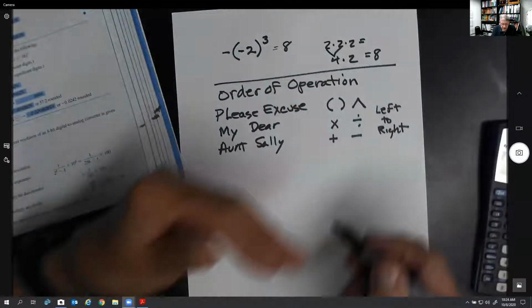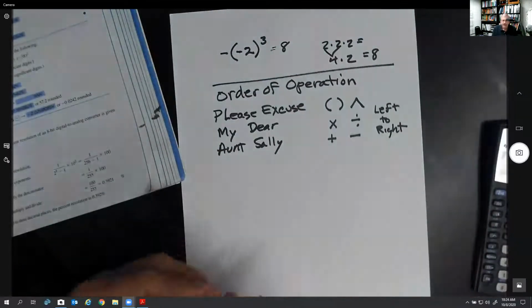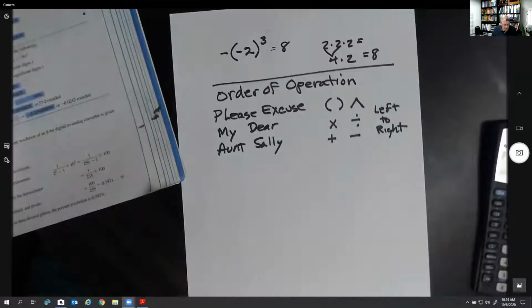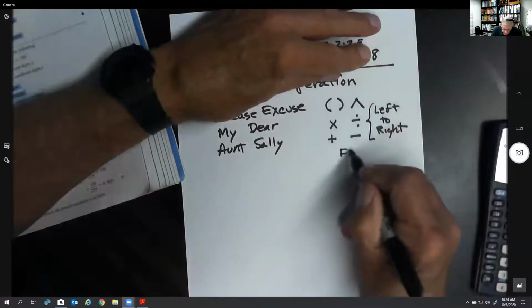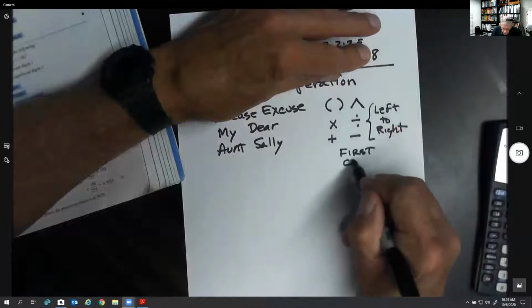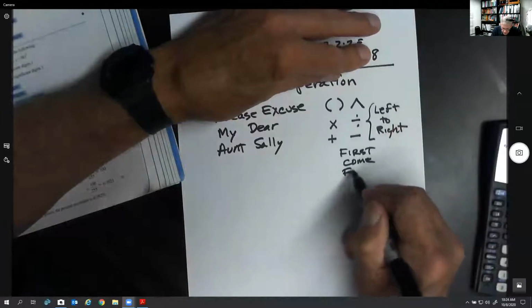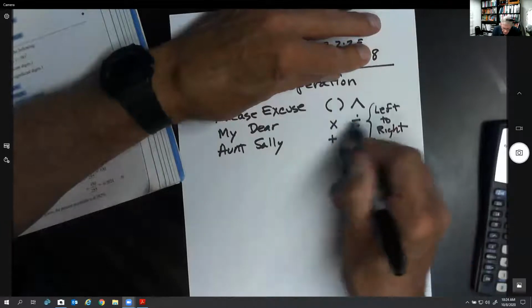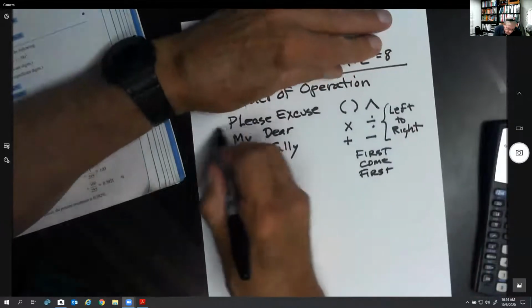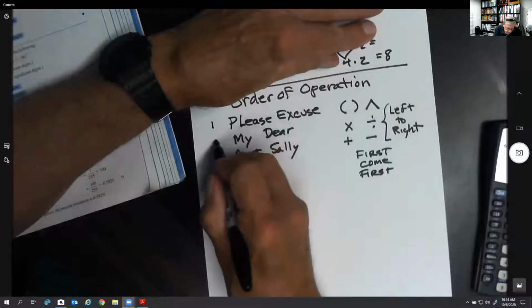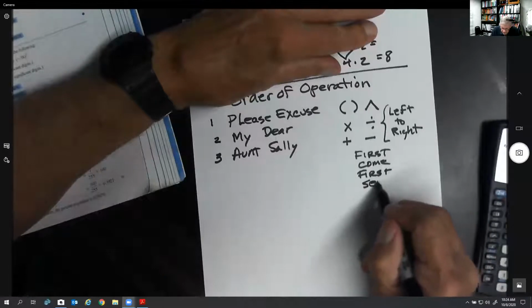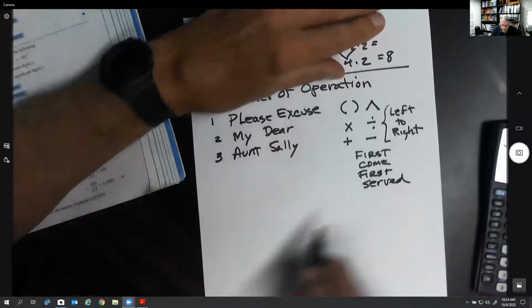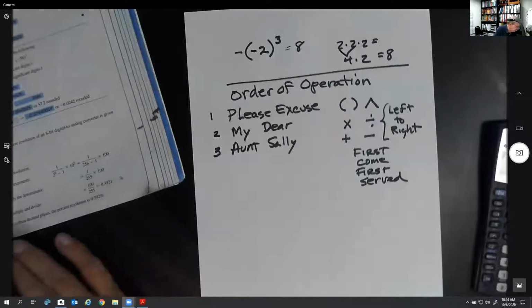Then after we finish that, we go down to the next level, add and subtract, first come, first served. If minus comes first, we do that. If addition comes first, we do that. Now, you can't do addition before you do multiplication. You have to go down these tiers. This is tier 1, tier 2, tier 3. So let's take a look at these. First come, first served.